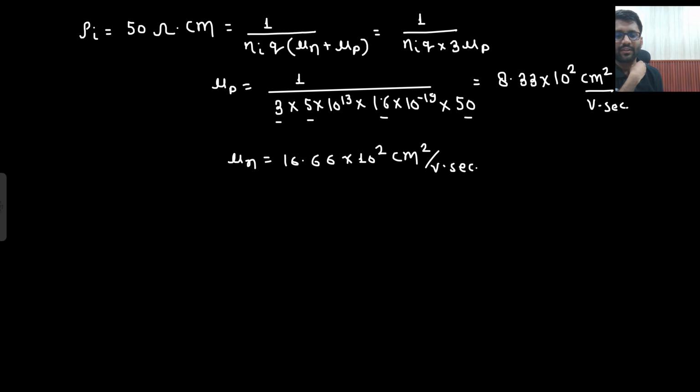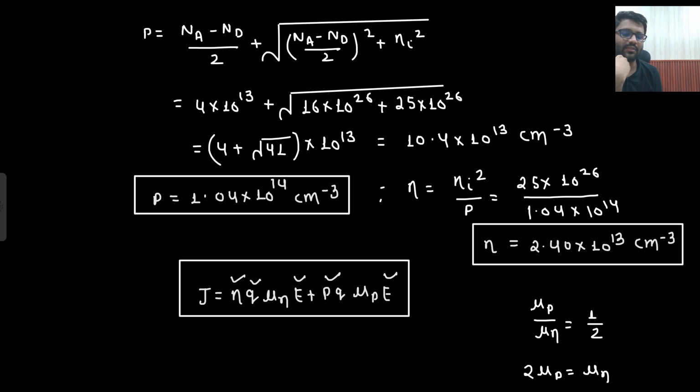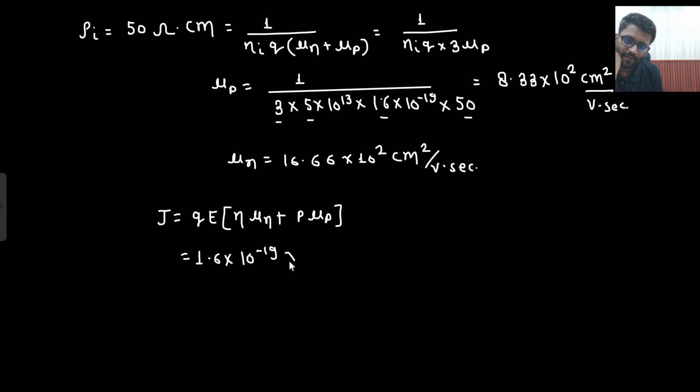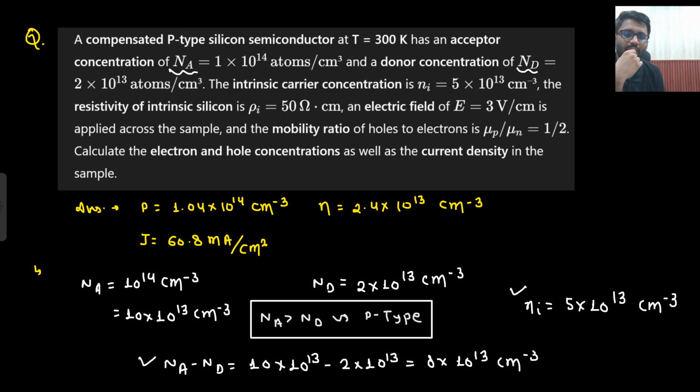because I'm not at my 100% now, right? So yeah, we have the mu n and mu p values, so now we can apply the formula. One thing I can see is that q into E I can take common. So n into mu n plus p into mu p. So 1.6 into 10 to the power minus 19. What is the value of E? The value of E is 3.